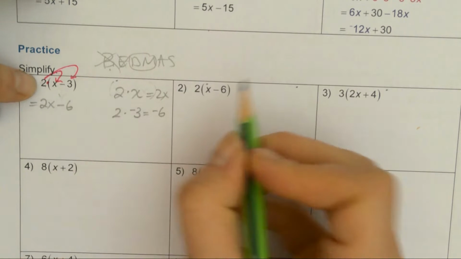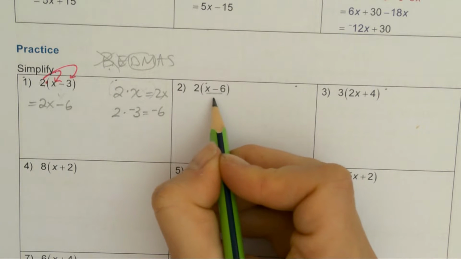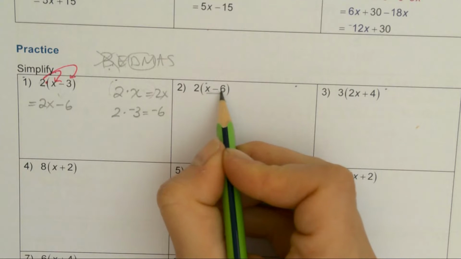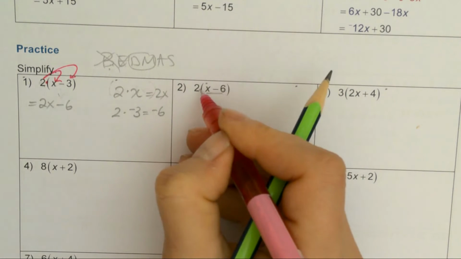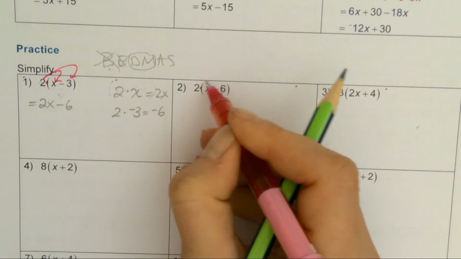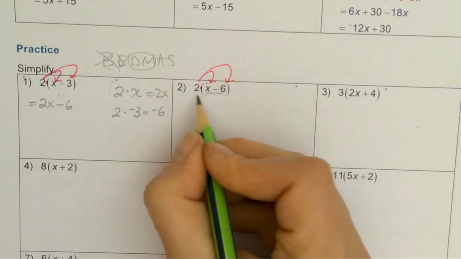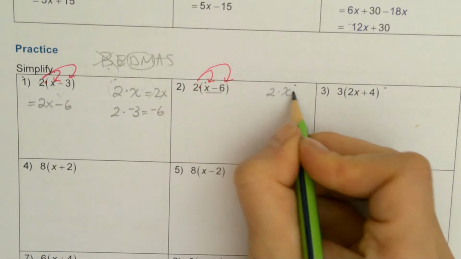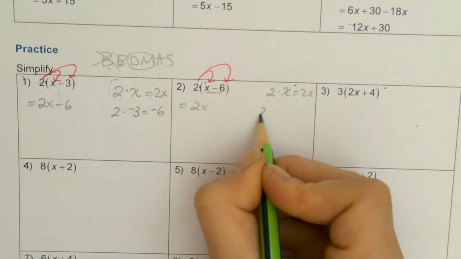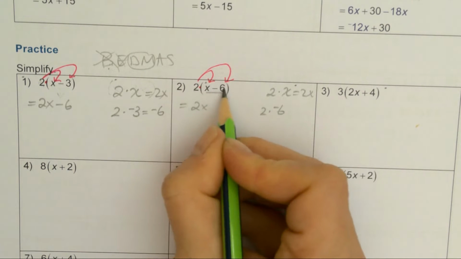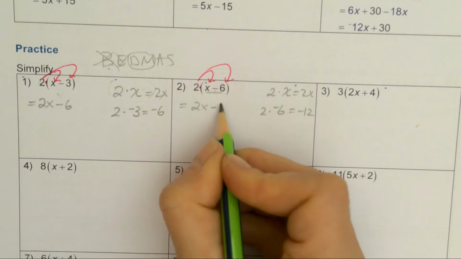Okay, so BEDMAS, inside the brackets, I cannot, because this one doesn't have an x, so these are not like terms. So I'm going to have to, this is a multiply, I have to distribute the 2 out. That means to share it out. So I go 2 times x equals 2x. 2 times negative 6, I take that subtract with it, and that's negative 12. So I lose 12.